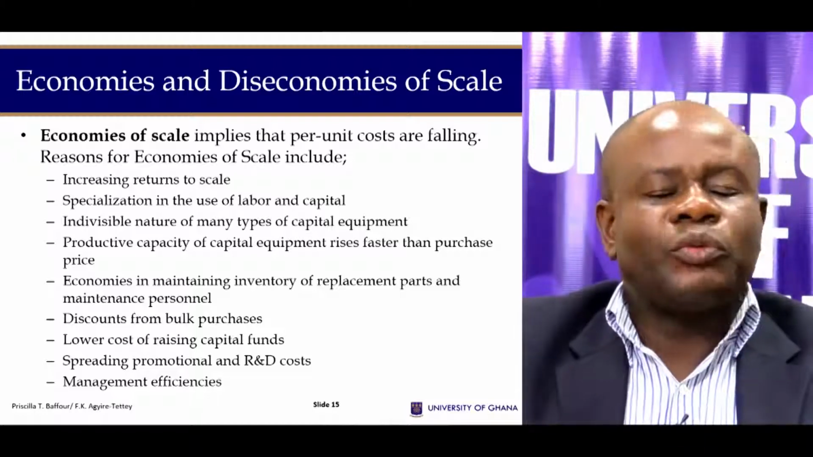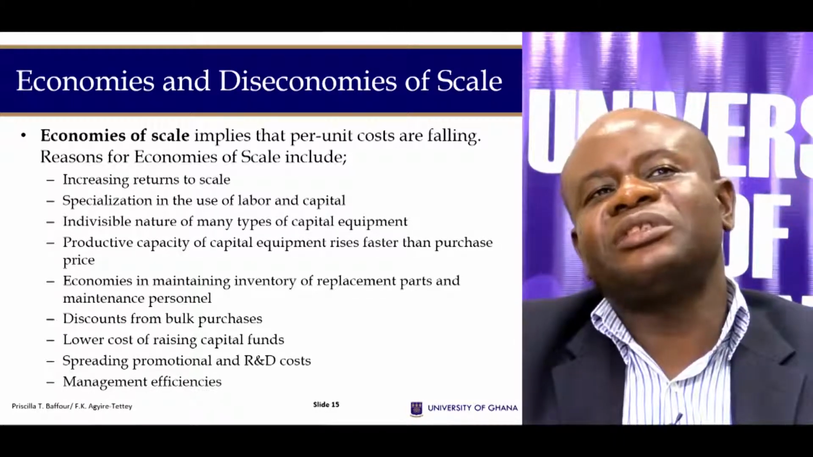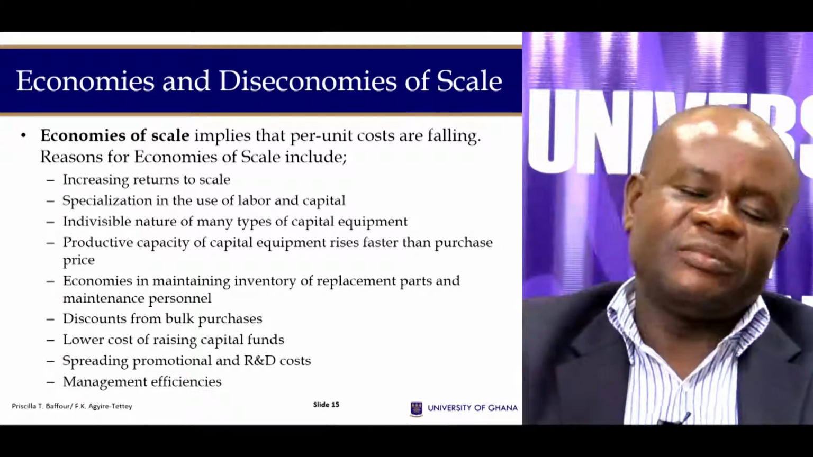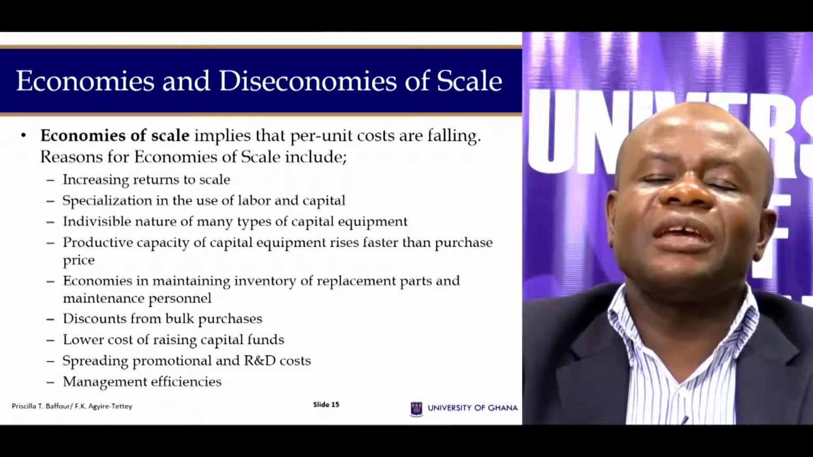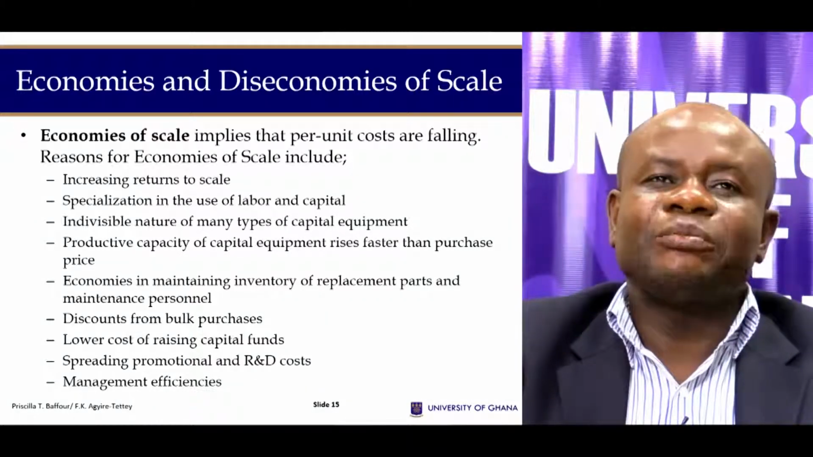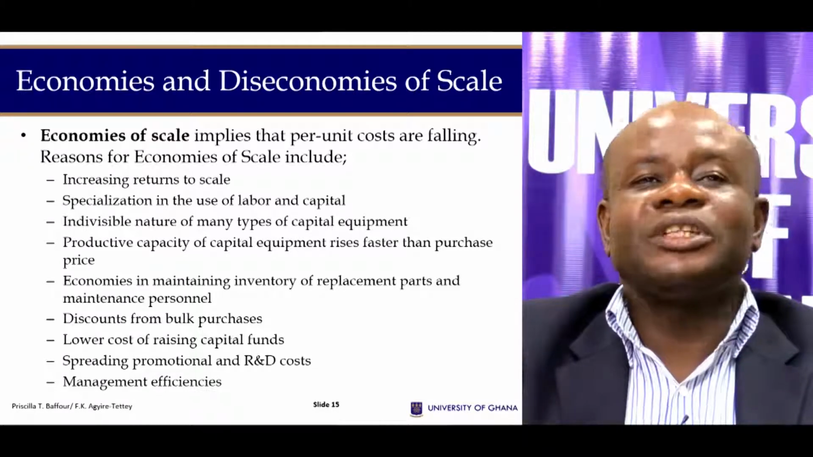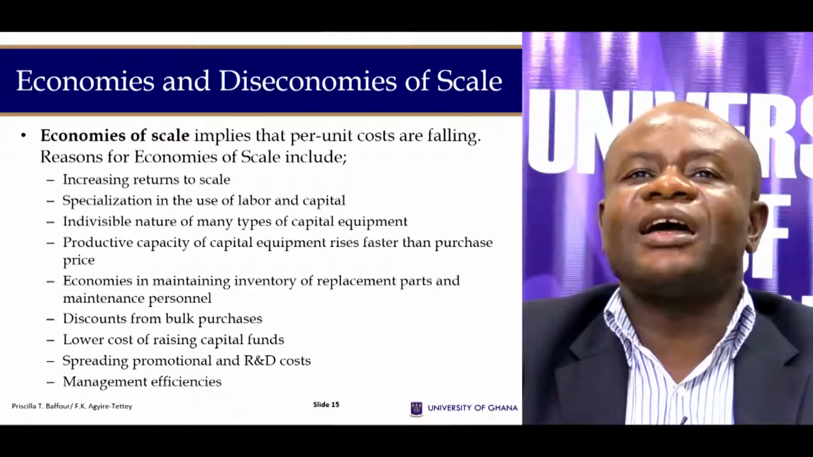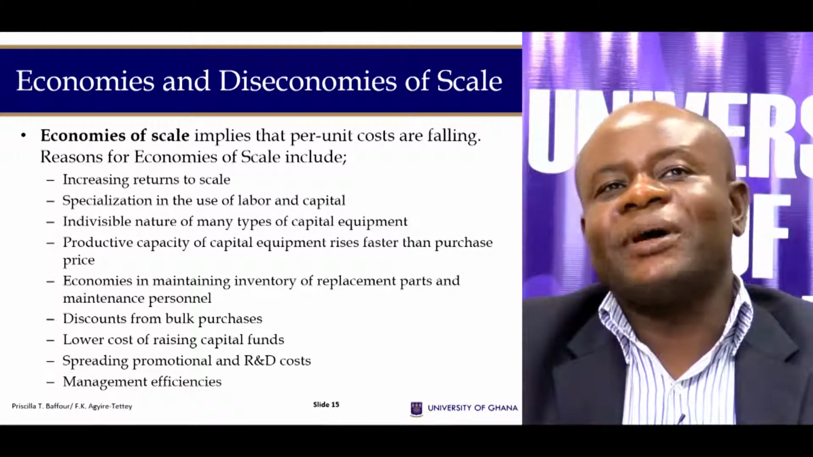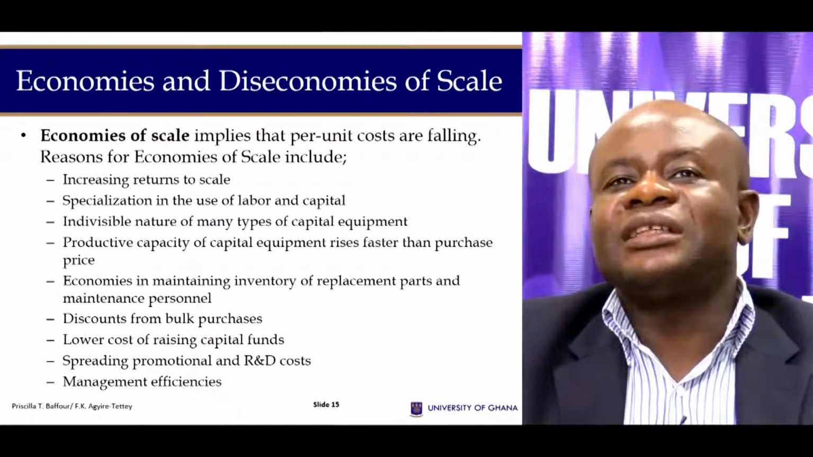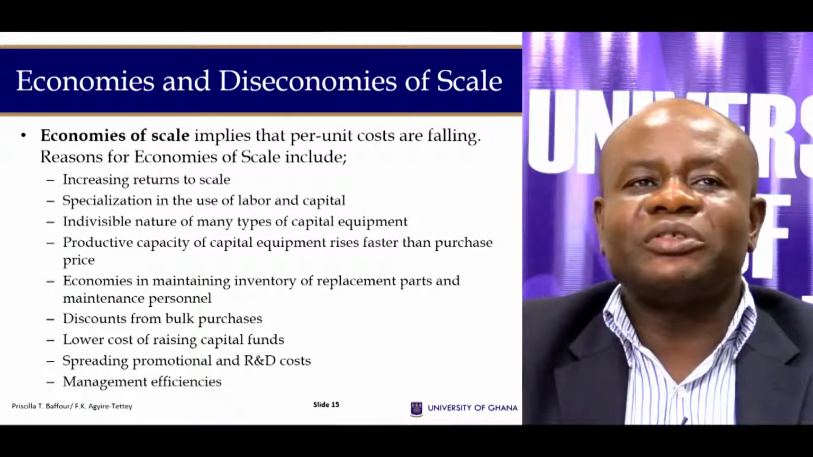And there are some reasons why we're going to have this. These include increasing returns to scale. It may also be as a result of specialization in the use of labor and capital. When labor and capital specialize in the production process, that can lead to economies of scale. Indivisible nature of the many types of capital equipment can also result in economies of scale. Productive capacity of capital equipment rises faster than purchase price, and that leads to economies of scale.